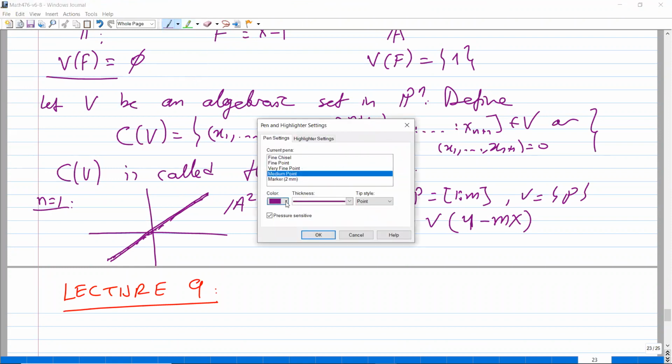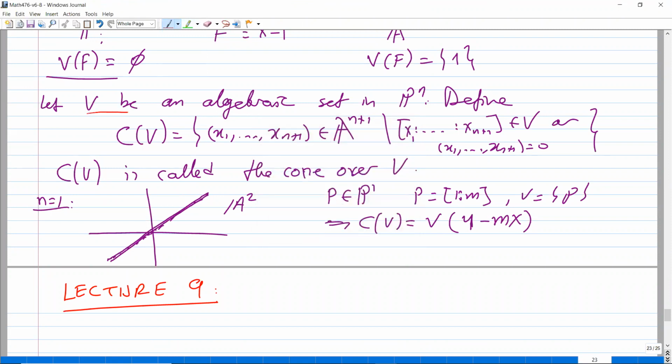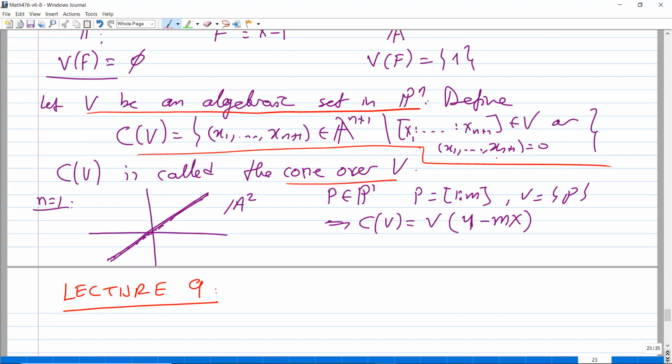Let me change this color. So if we have an algebraic set in Pn, we define this cone over V as the set. Namely, if you look at this definition, you remember the algebraic set is a subset of Pn. That means its elements are lines in A^(n+1). So you take all the unions of those lines.